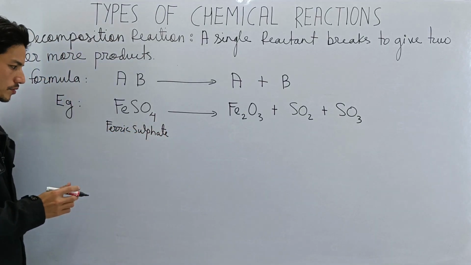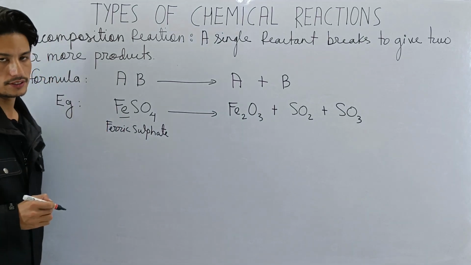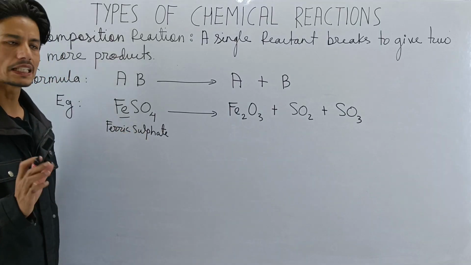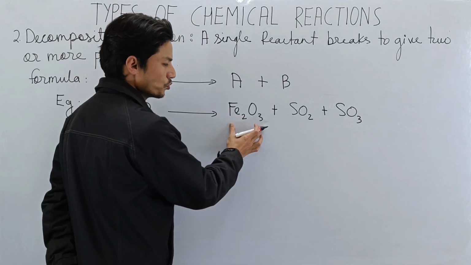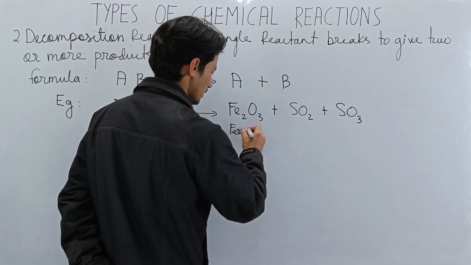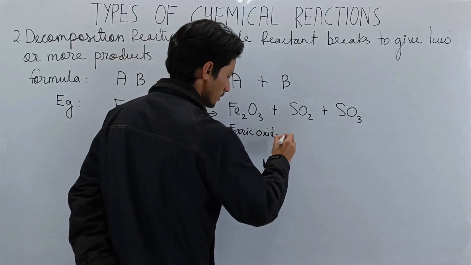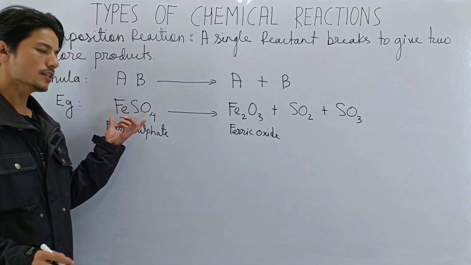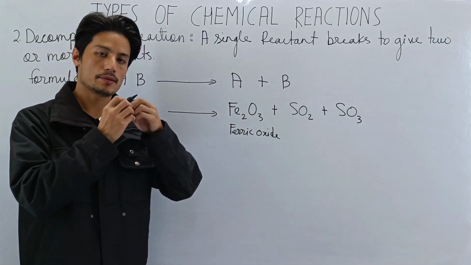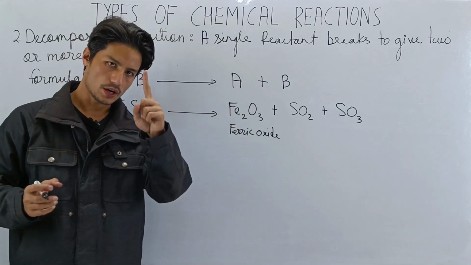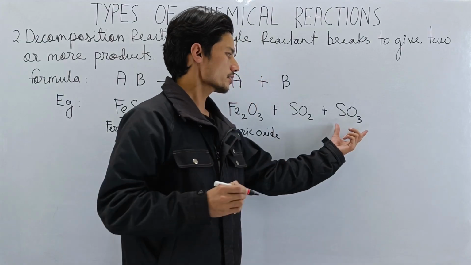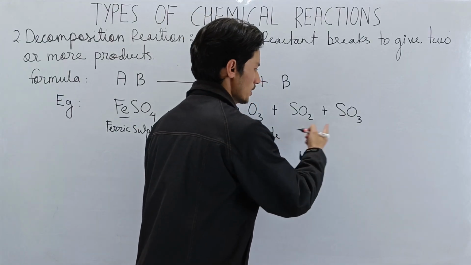So this is ferric sulfate, or you can also call it iron sulfate, because Fe stands for iron. Fe is the symbol of iron. So iron sulfate, ferric sulfate, same. This is Fe2O3, which is iron oxide or ferric oxide, same only. So this is a compound. It undergoes decomposition reaction. That means it splits, it breaks to give you ferric oxide, one product. It gives you sulfur dioxide and sulfur trioxide.